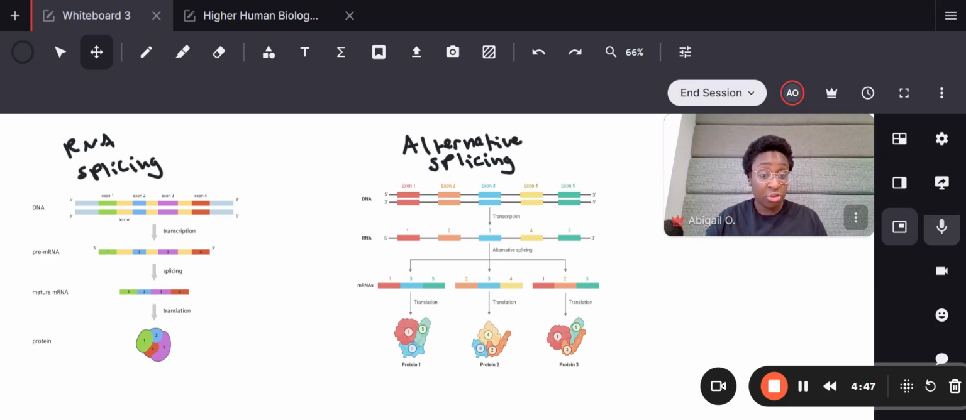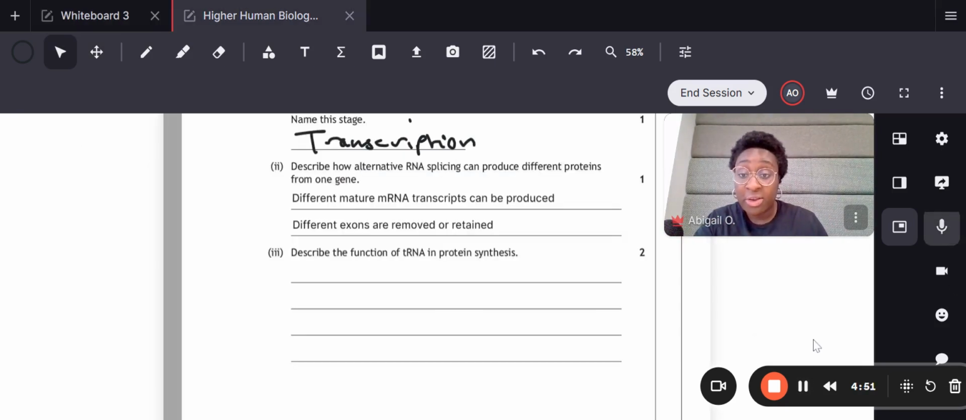So let's think about how we're going to translate that into our answer. So in the mark scheme for this question, you could have said different mature mRNA transcripts can be produced, or you could have said different exons are removed or retained, and it's all coming from this idea that it's from the same section of DNA.